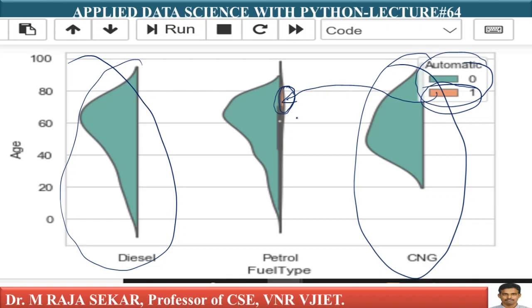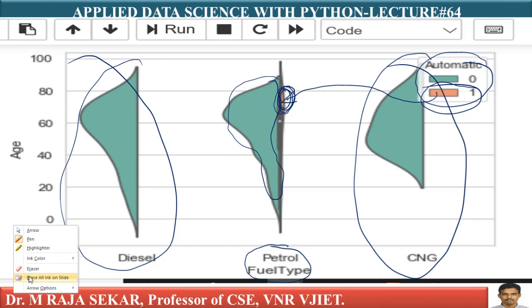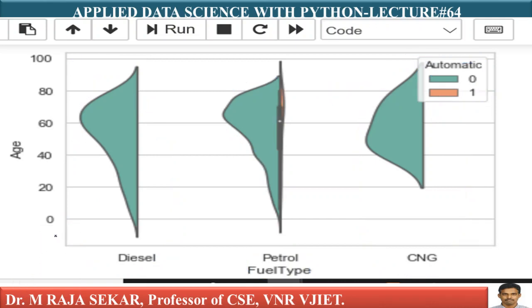I already told you, count means it will scale by the number of observations in that bin. What is the bin here? Petrol type. How many observations? There are only a few cars whose fuel type is petrol and having an automatic gearbox, but there are more cars with a manual gearbox. That's what count says. Just experiment by changing the scale value.